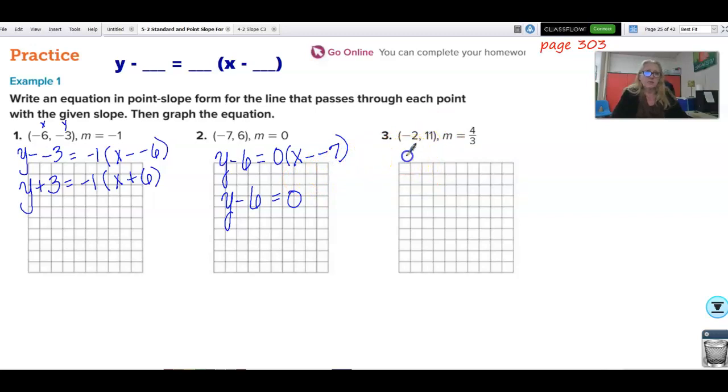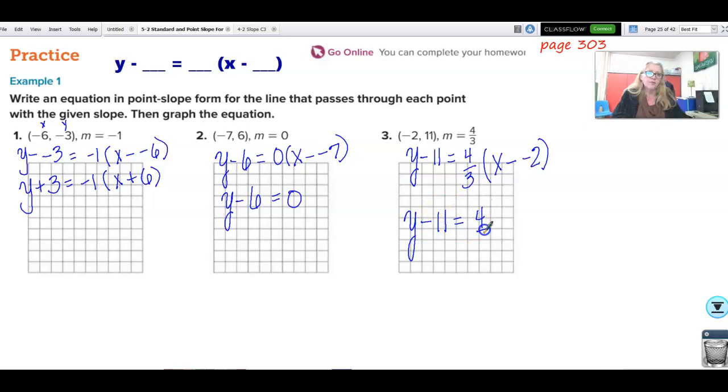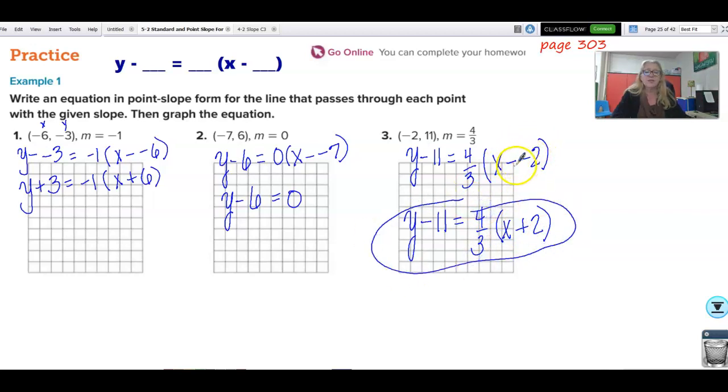Okay, next we would have y minus the y coordinate, which is 11, equals m, which is 4/3, times x minus the x coordinate, which is -2. Now we need to simplify this to y minus 11 equals 4/3 times x plus 2. And then that would be what you would put in there. You don't want to put a minus and negative. You know how picky Reveal is on their formatting.